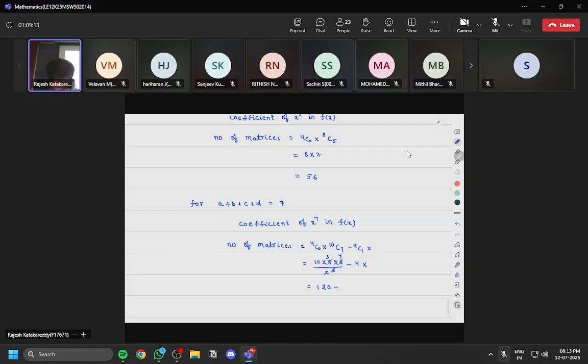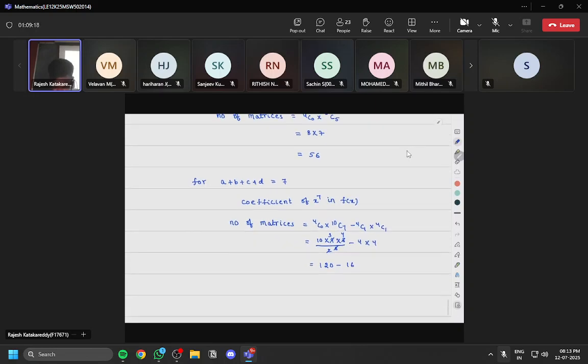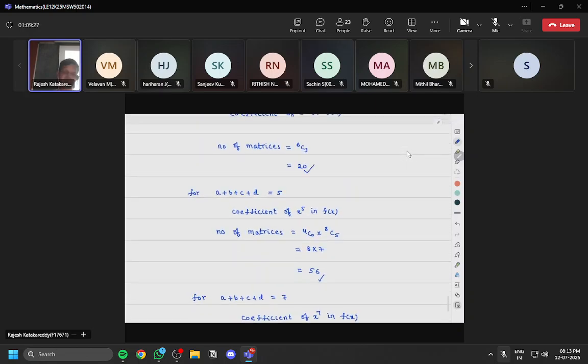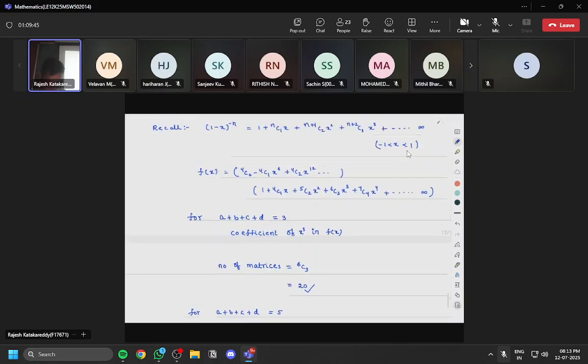It must be 4c1 here into 4 minus 16. So it is 104. If we add 104, 56 and 20, I think we should get the answer. How much is that? Are we having the answer? Can you check from one side? Perfect. Then thank you.